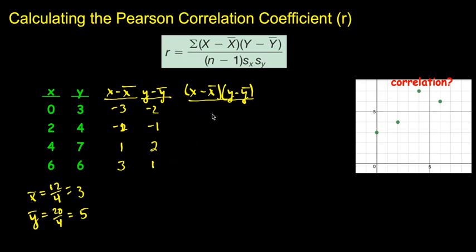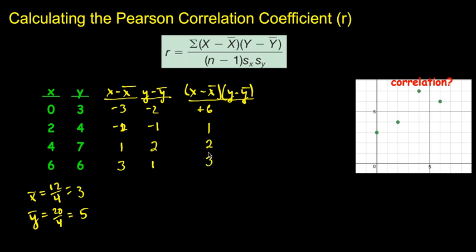All right, so now we're going to multiply these together because that's what this says. We're going to multiply each of these together and then add to get the total. That'll be our numerator. So negative 3 times negative 2 is positive 6. These values can be negative over here. Negative 1 times negative 1 is 1. 1 times 2 is 2. 3 times 1 is 3.